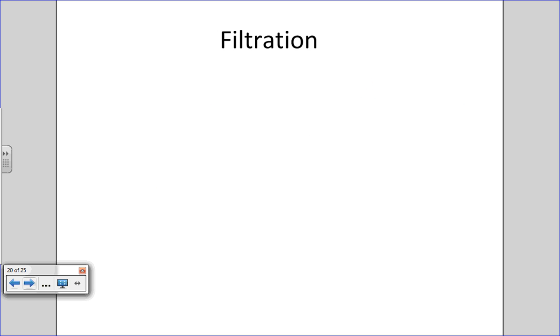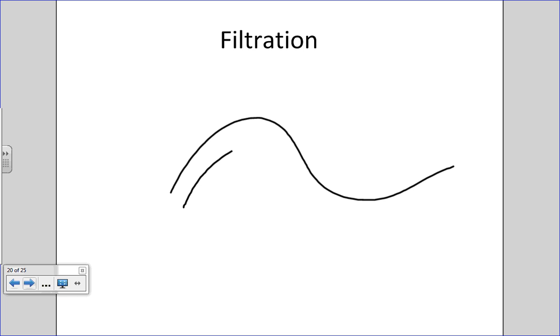All right, now filtration. What this is, we're talking about filtration. We're talking about basically fluids here. All right, so let me set this up here.